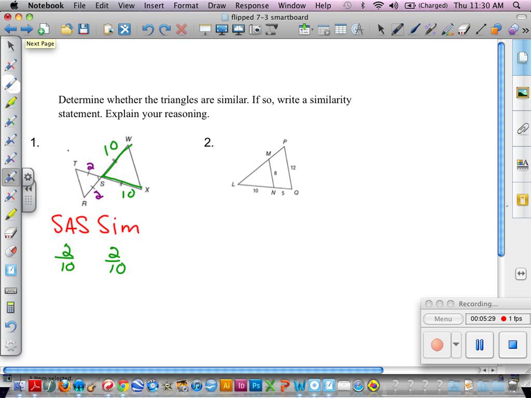And I'm going to write my mathematical statement. Does it say that? Yep, write a similarity statement. So I need to do my triangle RTS similar to, I started with R to T, so X to W, over to S.